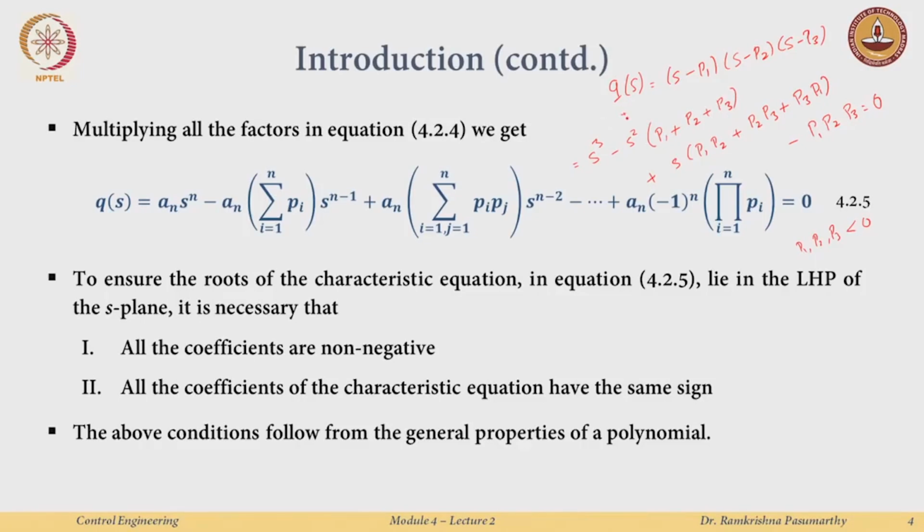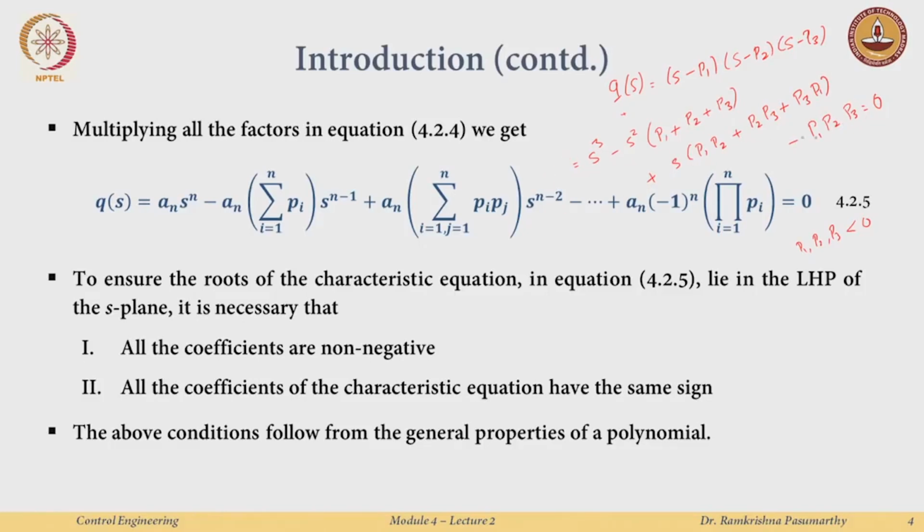So, here similarly, if P1 and P2 both are negative, P2, P3 are negative, P3, P1 is negative, all the products would be positive numbers. Similarly, if P1 is negative, P2 is negative, P3 is negative, that product would be a negative number and this minus would make it positive. So, what does the first observation say, right?